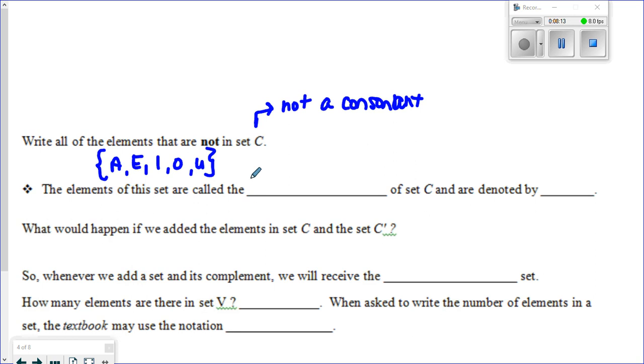The elements of the set that we've written above, so not in C, is called the complement. I think complement is like saying something nice, but this is the complement of set C and is denoted by C, we call it C prime. It's kind of like a little apostrophe basically is how it looks. So when we see C prime it means not in C.